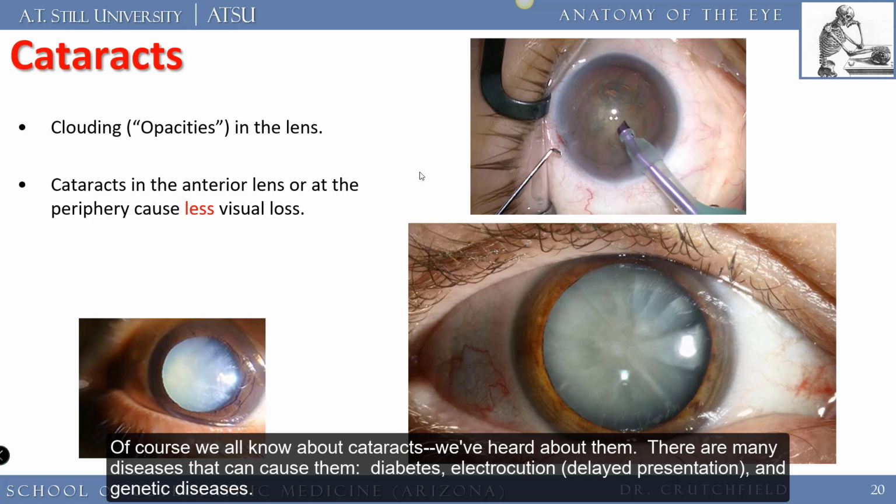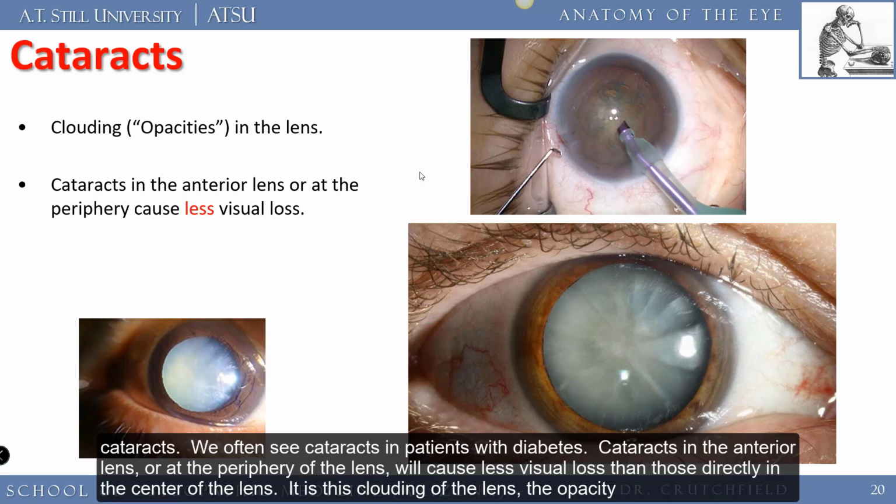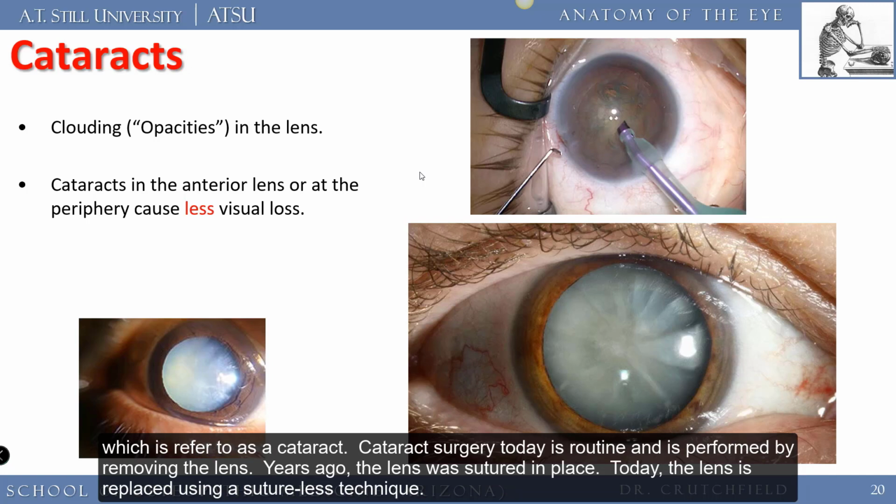Of course, we all know about cataracts. There are many diseases which can cause them, including diabetes, genetic diseases, and even electrocution, where they can occur later. Besides some genetic diseases which can cause cataracts, we often see that cataracts are seen in patients with diabetes. Cataracts in the anterior lens, or at the periphery, of course, will cause less visual loss than those directly in the center of the lens. It is this clouding of the lens, the opacity, which is referred to as a cataract.